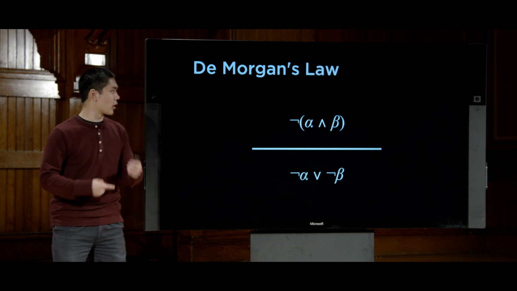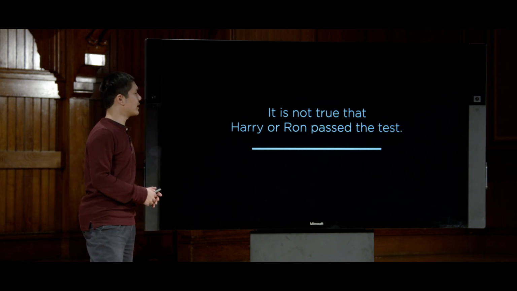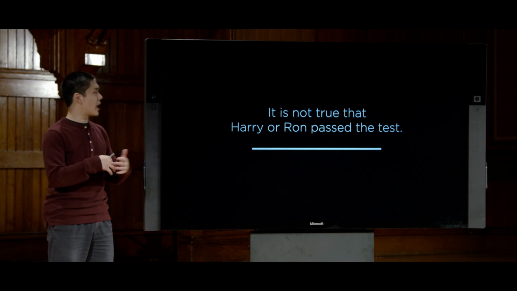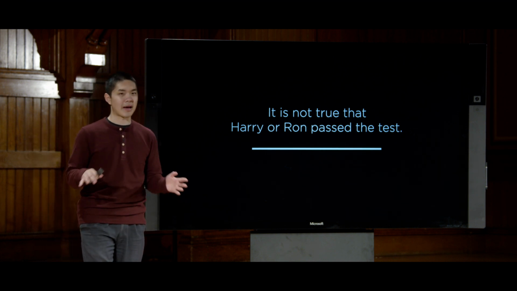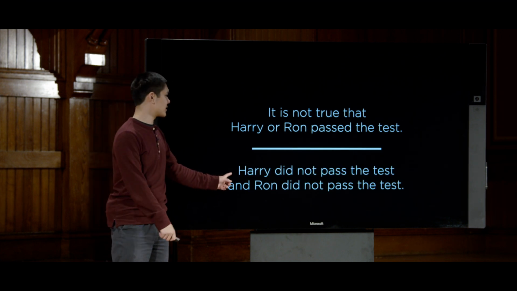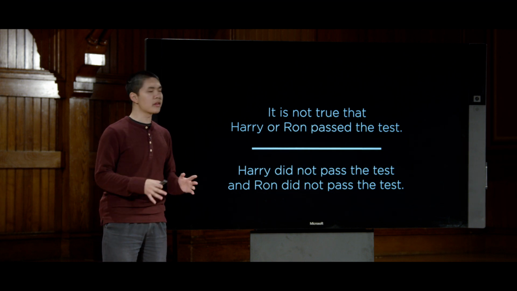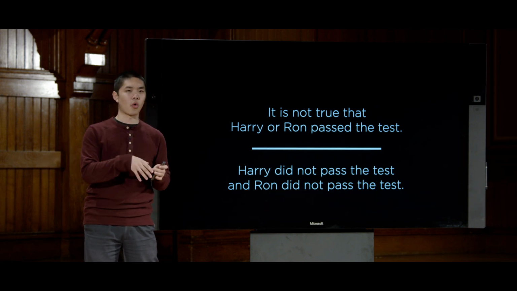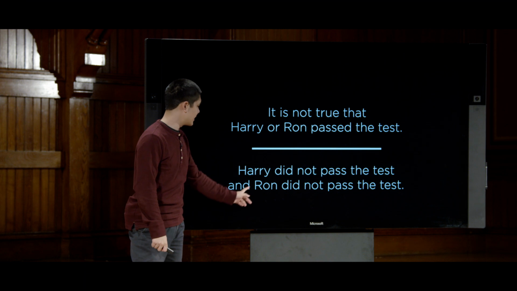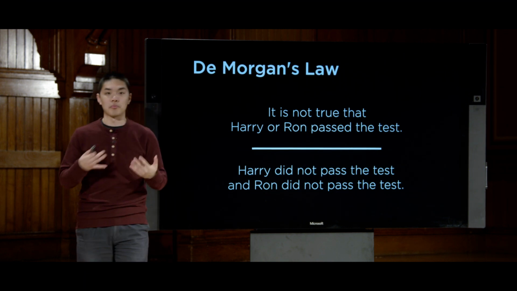And there's actually a reverse of De Morgan's law that goes in the other direction for something like this. If I say, it is not true that Harry or Ron passed the test, meaning neither of them passed the test, well, then the conclusion I can draw is that Harry did not pass the test and Ron did not pass the test. So in this case, instead of turning an and into an or, we're turning an or into an and. But the idea is the same. And this, again, is another example of De Morgan's laws.